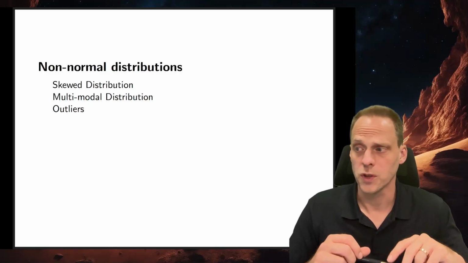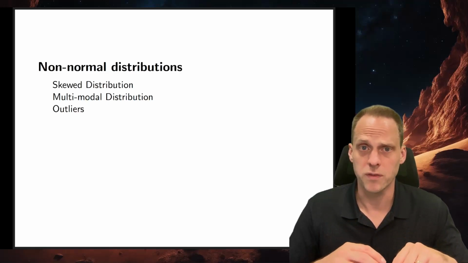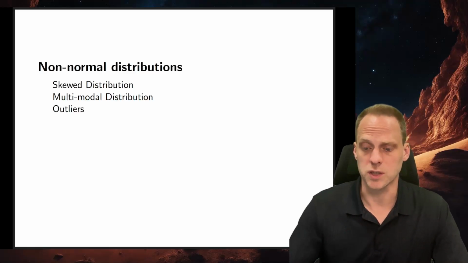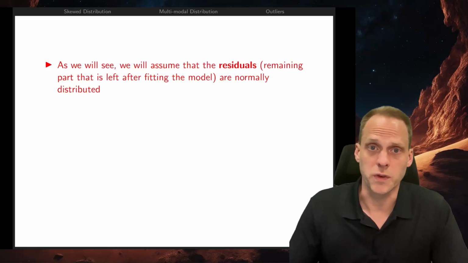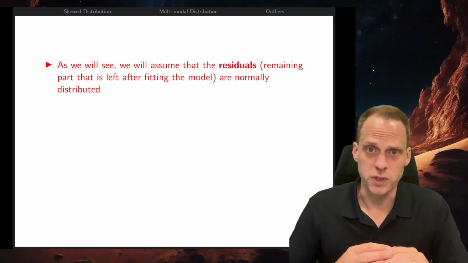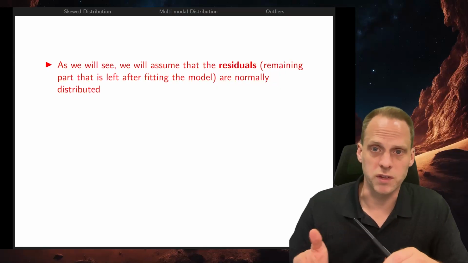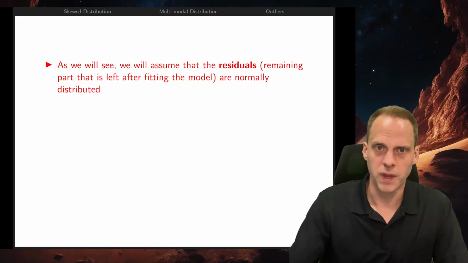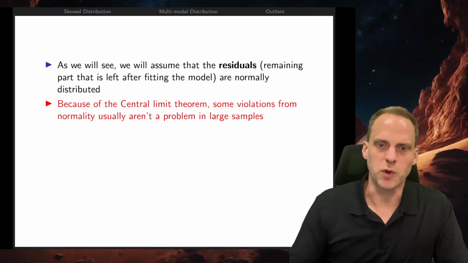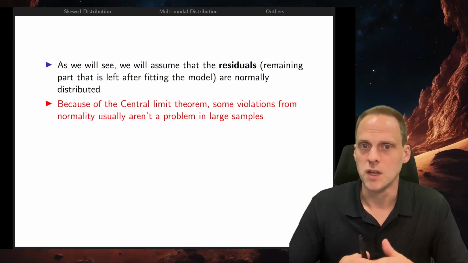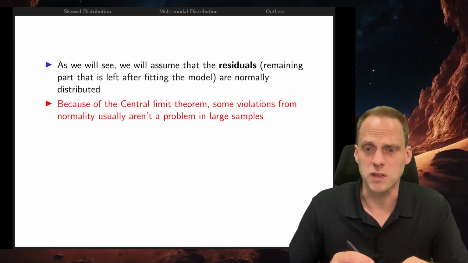In this video, I'll talk a bit about what happens if you don't have normally distributed data and try to fit a normal distribution using the diagnostic plots. In this course, we'll use these plots to assess if the residuals of a model are normally distributed, which means the stuff that's left after fitting a model. And actually the models are quite robust, so if there's some violation of normality, that's usually not a problem, especially because of central limit theorem.